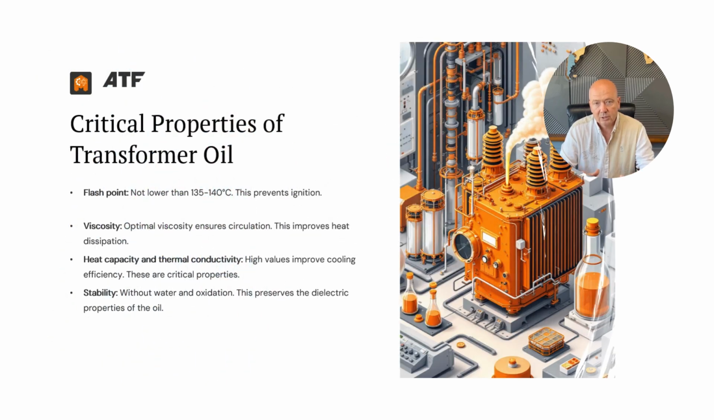The critical properties of transformer oil include flash point, which must not be lower than 135 to 140 degrees Celsius, viscosity, which affects the circulation rate, and thermal capacity and conductivity. The higher they are, the better the cooling. The oil must also resist aging and oxidation and contain no water, otherwise it loses its dielectric strength.